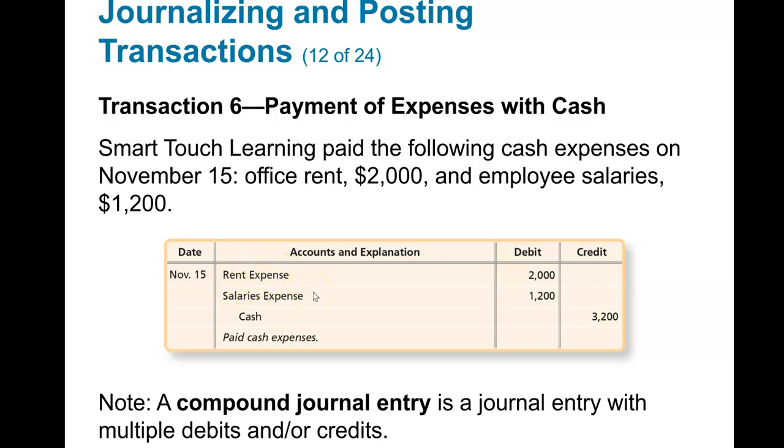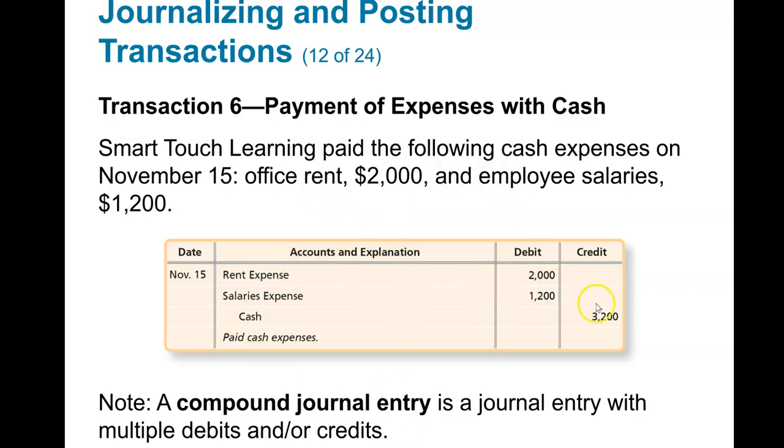If you go back to slide 16, you will see that an expense is increased in its account with a debit. So we're debiting expenses, right? $2,000, $1,200, each of these accounts individually. And we credit cash because we're paying both of those with cash for $3,200. Cash is an asset. If cash goes down, we credit it, right? This is called a compound entry.